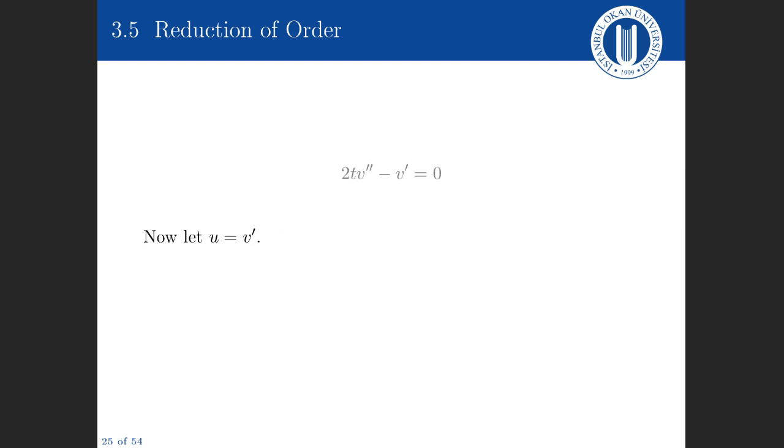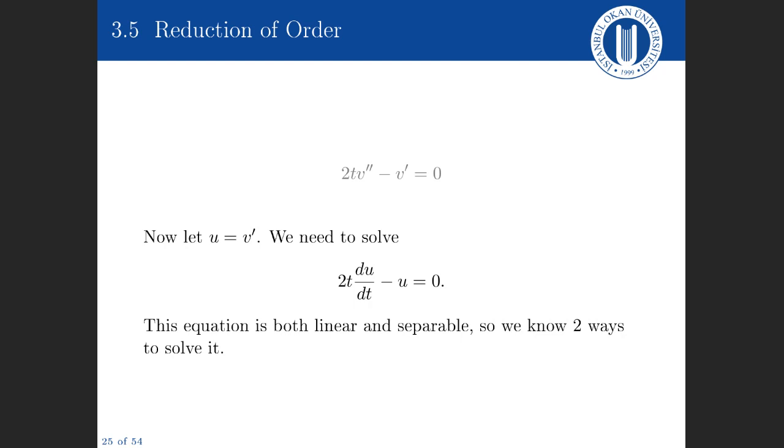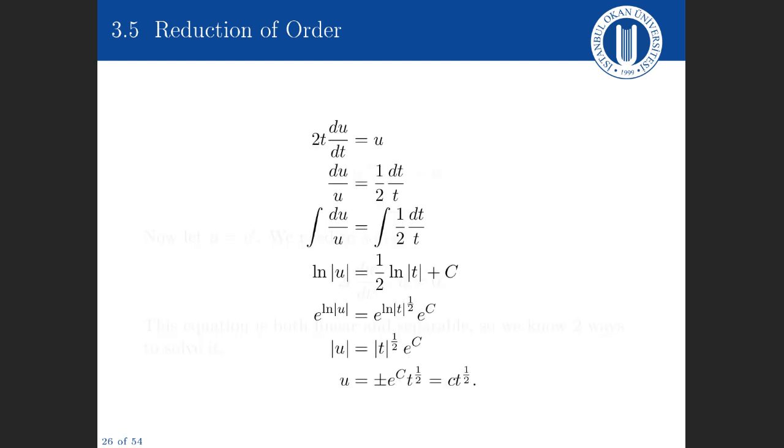We do our substitution, we let u be equal to v prime, and we obtain a first order differential equation for u: 2t du/dt minus u is equal to 0. This equation is both linear and separable. So you know two ways to solve this differential equation. I'm choosing to solve this as a separable differential equation. Here's the whole calculation.